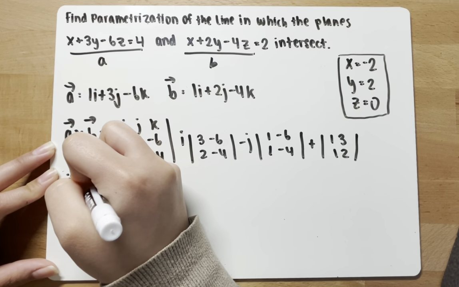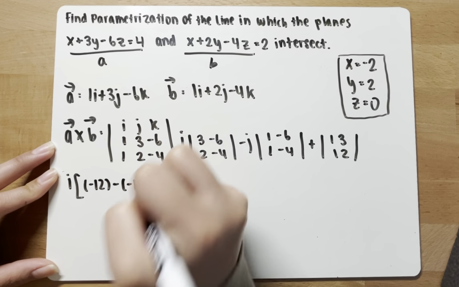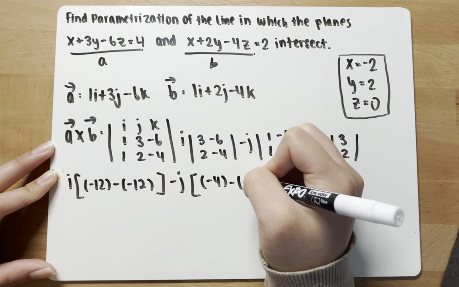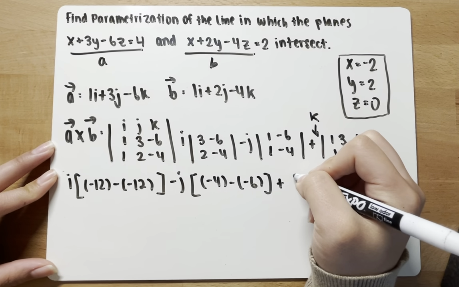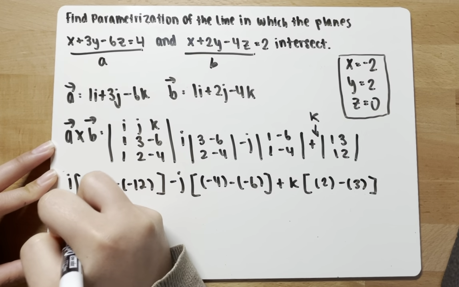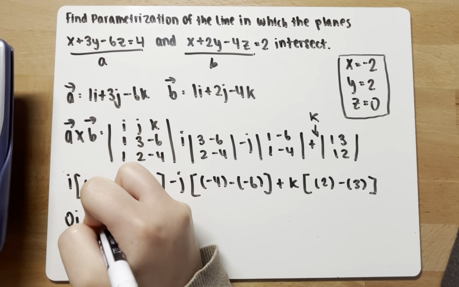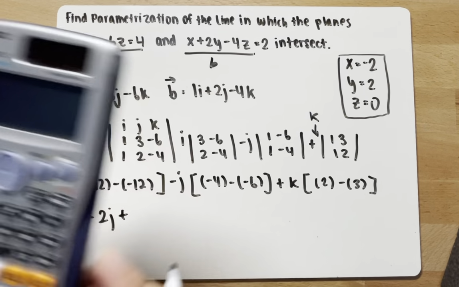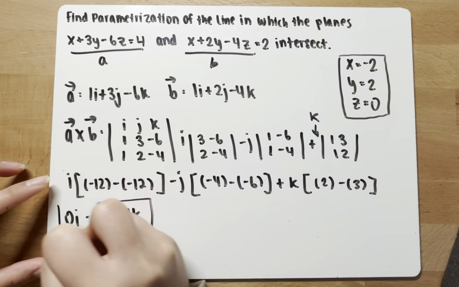For i: negative 4 times 3 is negative 12, minus negative 6 times 2 is negative 12. Minus j: negative 4 times 1 is negative 4, minus 6 times 1 is 6. Plus, I forgot to write k here. For k: 1 times 2 is 2, minus 3 times 1 is 3. So you get 0i minus 2j, since negative 4 minus 6... and 2 minus 3 is negative 1, so minus 1k. This is the direction vector of the line of intersection of the two planes.